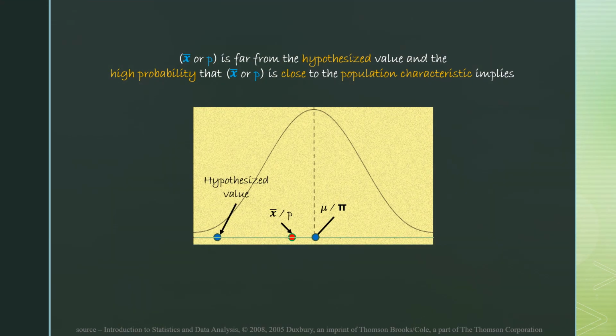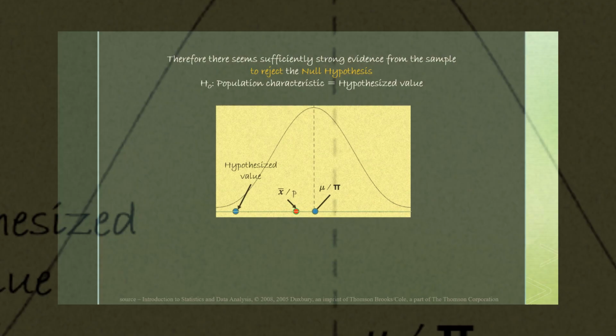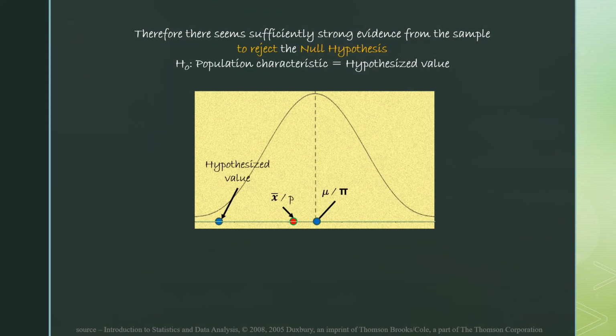In case B, x bar or p is far from the hypothesized value, and the high probability that x bar or p is close to the population characteristic implies that the hypothesized value and the population characteristic are far enough from each other. Therefore, there seems sufficiently strong evidence from the sample to reject the null hypothesis H0, which claims that population characteristic equals hypothesized value. Therefore, we reject the null hypothesis in case B.